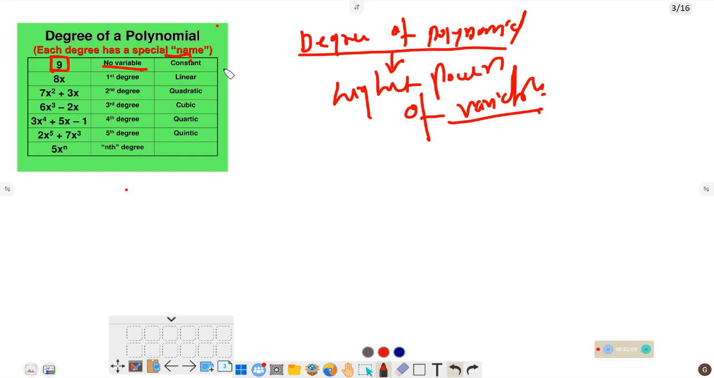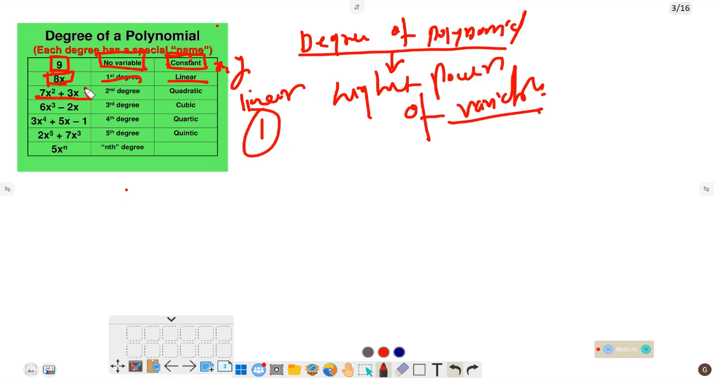It has no variable like x and y. So that's why it is a constant polynomial. 8x is a linear polynomial, and it has only one degree. So that's why this is a linear polynomial, and its degree is 1.